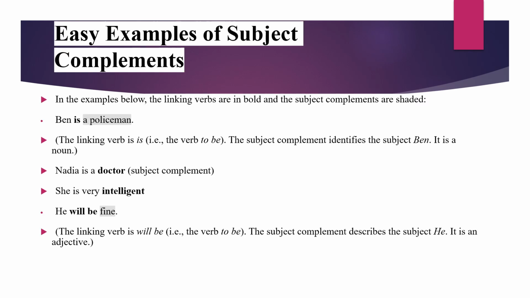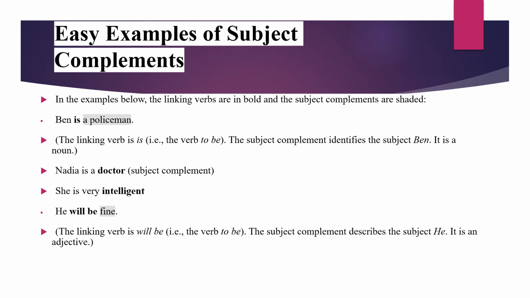So easy examples of subject complements are shown here. As you can see, most of them are highlighted. In the examples below, the linking verbs are in bold and the subject complements are shaded. That is very easy to identify, because wherever it is bold, that is the linking verb, and whenever it is shaded or highlighted, that is the subject complement.